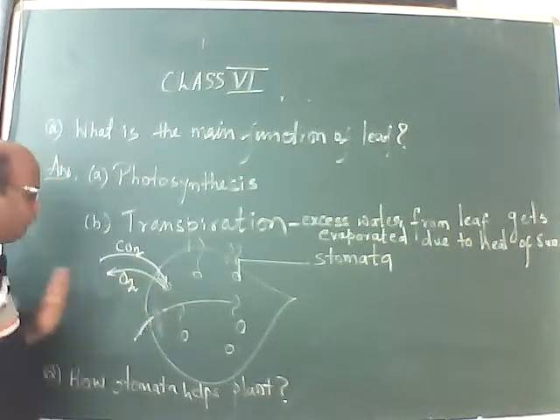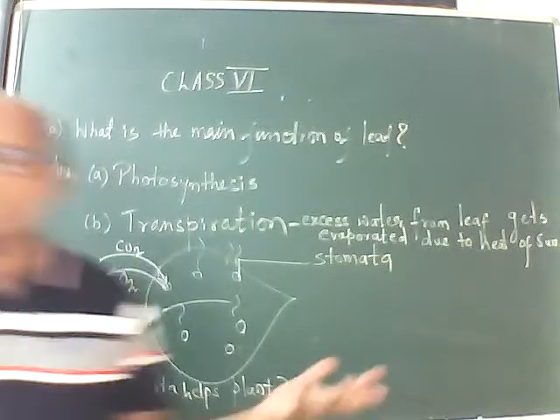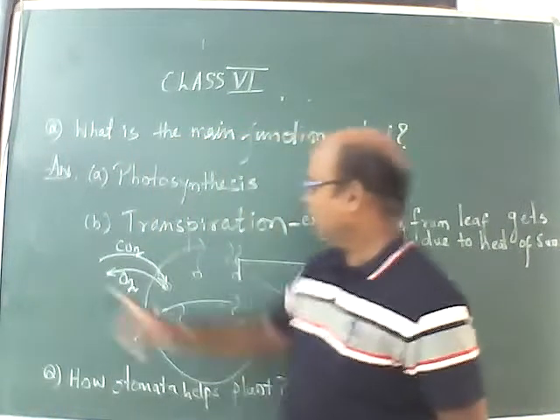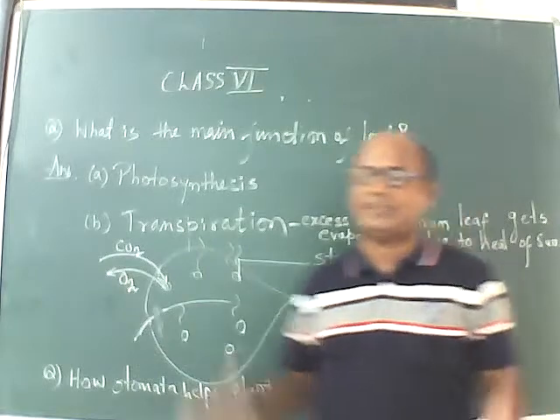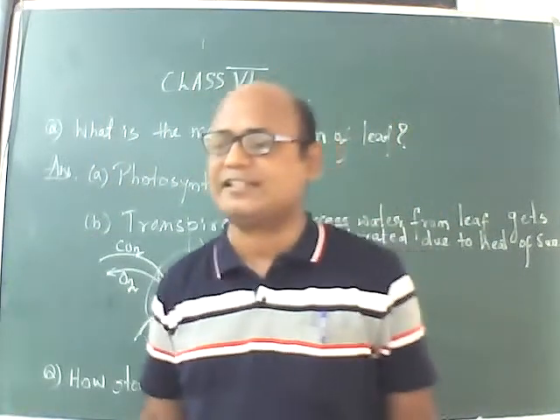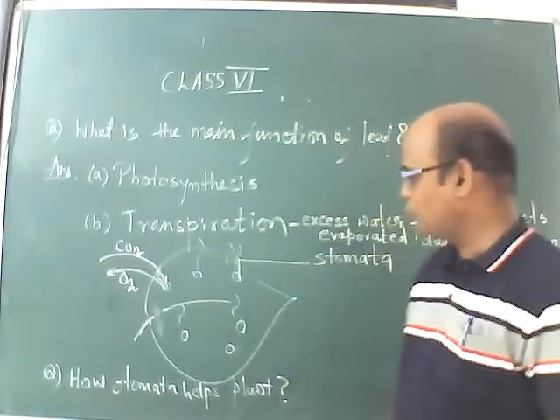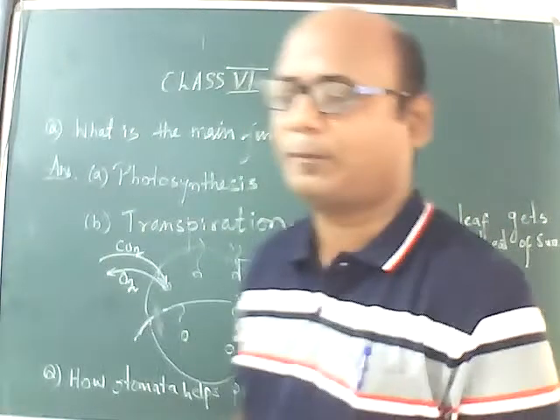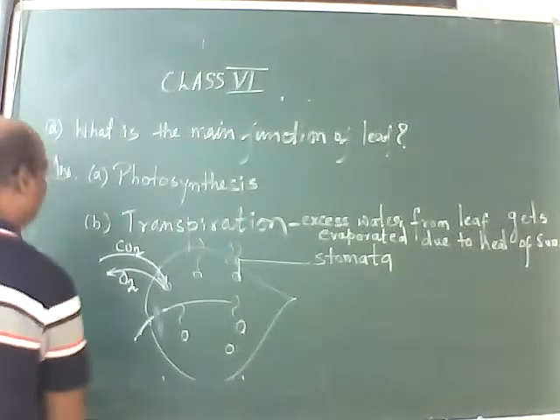In the process of photosynthesis, how does this exchange of gases take place? Carbon dioxide is taken in, oxygen is given out. It takes place through stomata. Exchange of gases takes place through stomata. Okay, I will write the question on the top. How do stomata help the plant?